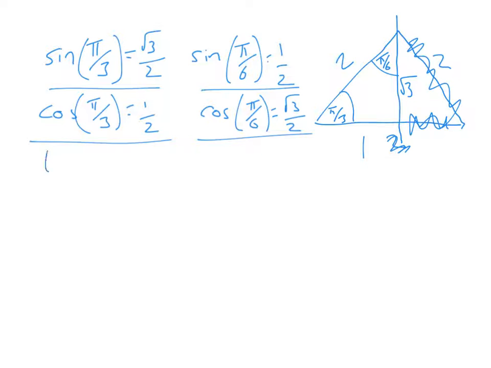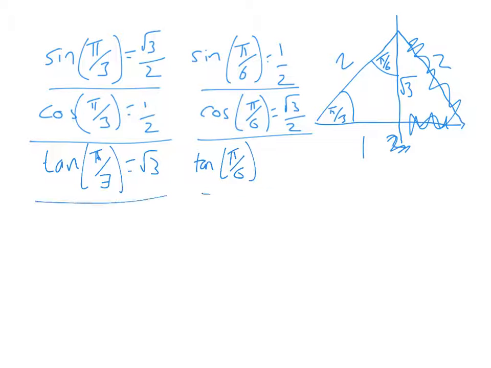Let's have a look at tan. Tan of pi over 3 equals opposite over adjacent, so it's just root 3, and tan of pi over 6 is going to give you 1 over root 3, or better, I suppose, root 3 over 3.